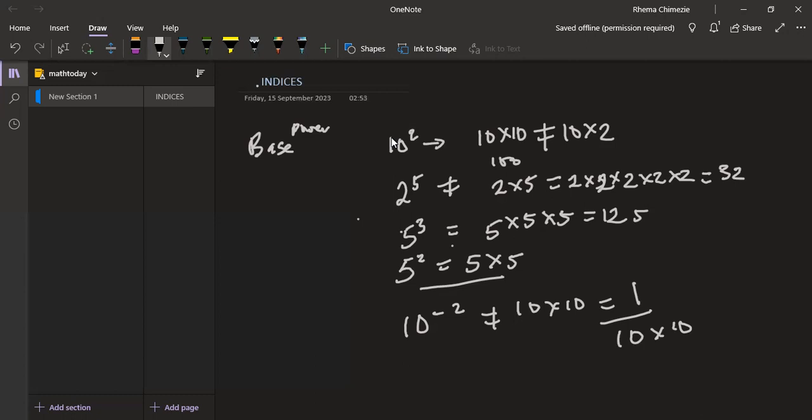So if I'm writing a number like 10 raised to power minus 3, what it actually means is the inverse of 10 raised to power 3, and the inverse is going to be 10 times 10 times 10, and I'll get 1 over 1,000. So that is what it means. That is just the first phase of indices, introducing you to indices and knowing how the terms actually work.